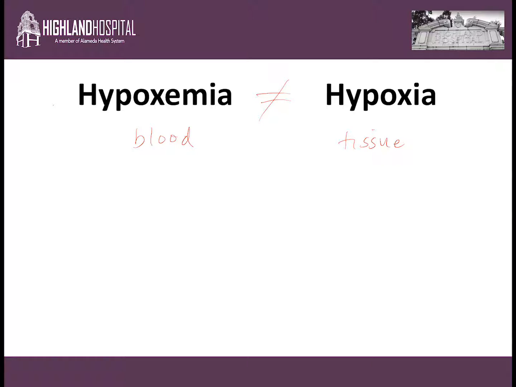You can have hypoxemia without hypoxia if you have a compensatory increase in hemoglobin level or cardiac output. Similarly, you can have hypoxia without hypoxemia. A common example is cyanide poisoning. Here, your cells are unable to utilize oxygen despite having normal blood and tissue oxygen levels.